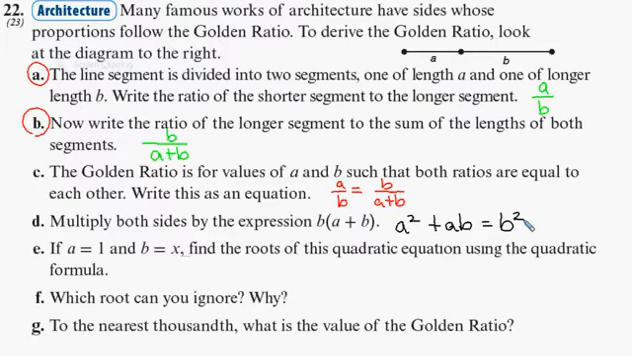Now it says if A equals 1 and B equals x, find the roots of this quadratic equation using the quadratic formula. Okay, well that's interesting. So I'm going to insert another piece of paper. I've got A squared plus AB equals B squared. Now I'm substituting what they've told us: 1 squared plus 1x equals x squared.